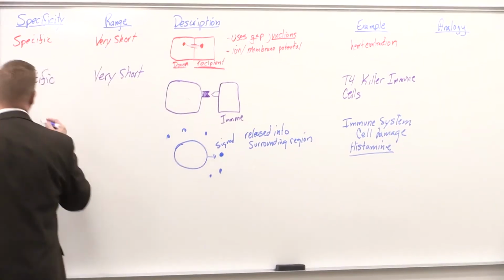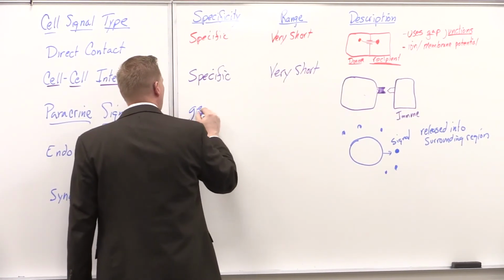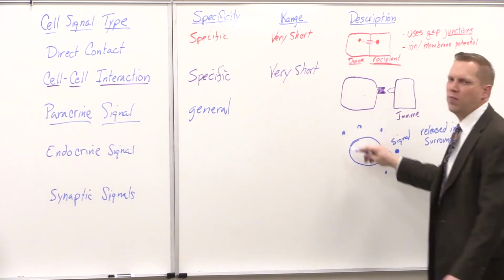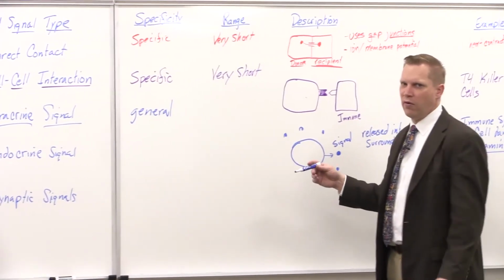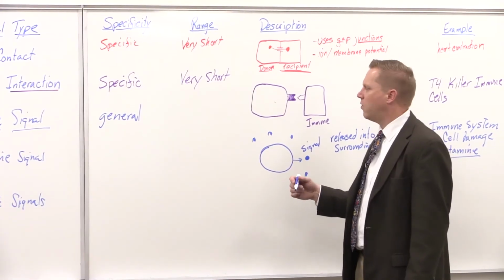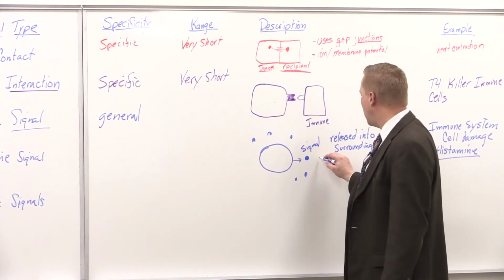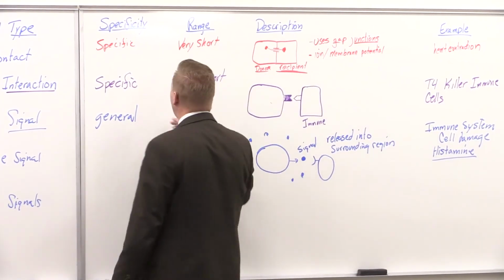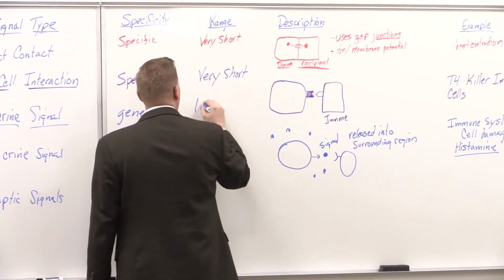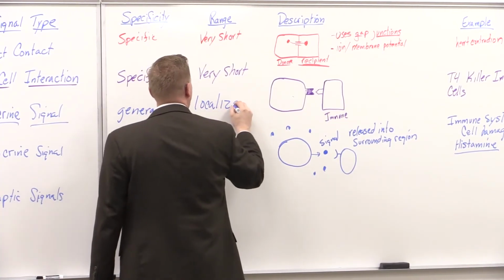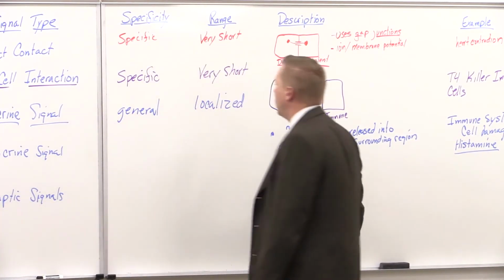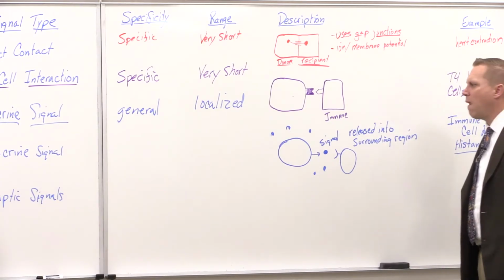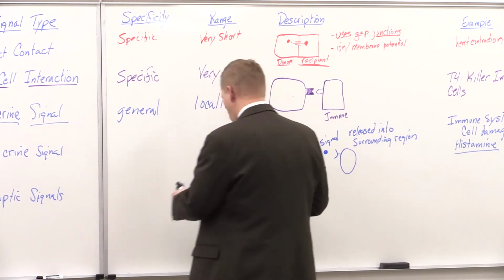The specificity, this is more general. So that signal is sent out. The histamine doesn't target a specific cell, but it's just released generally, and will target many different types of cells as long as they have a receptor for them. And so it's a general type of signal. And the range is short. We would call this a localized range, meaning it's just around that surrounding area of the cell. Our last two are going to be kind of more long range.